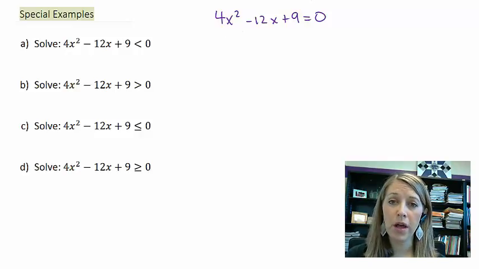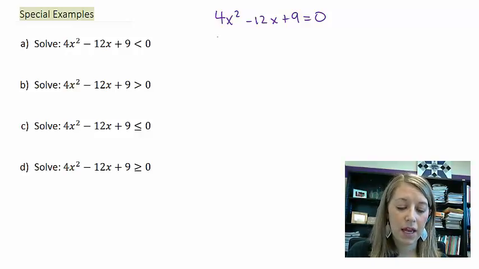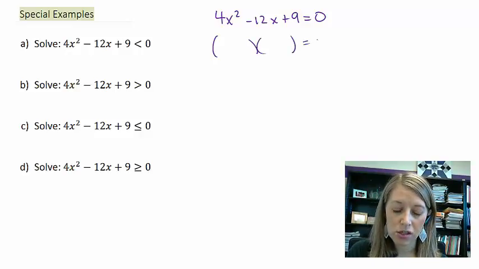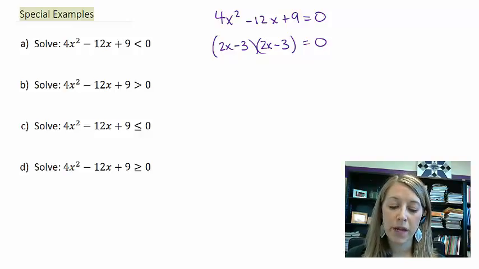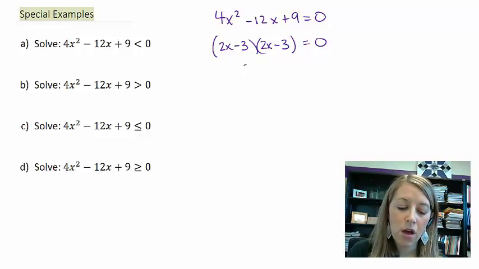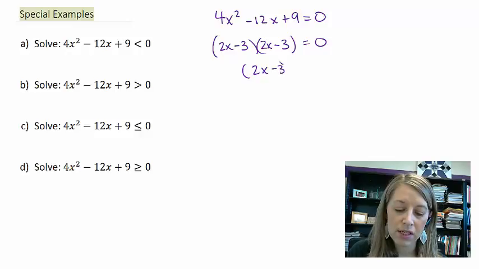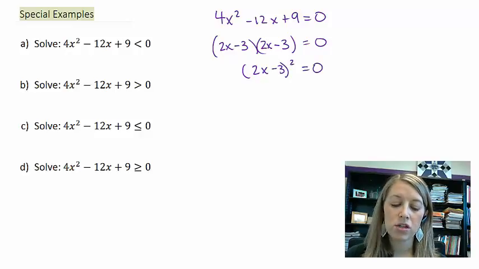This is a degree 2. I can solve it by factoring, the quadratic equation, or completing the square. Again, I always like factoring. It's the shortest and easiest process for me. So this is a duplicate answer: 2x minus 3 times 2x minus 3, or if we want to condense it like we saw in the last example, 2x minus 3 squared.